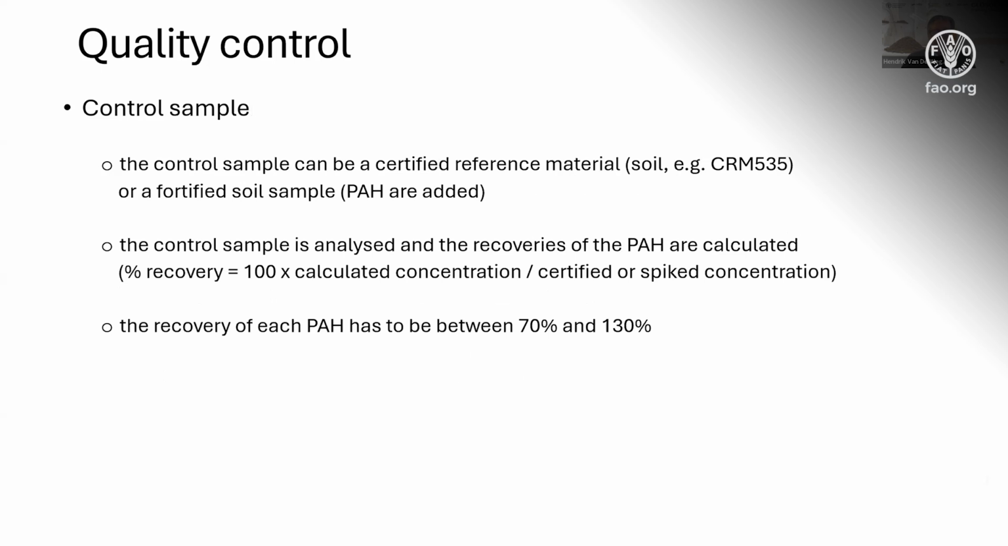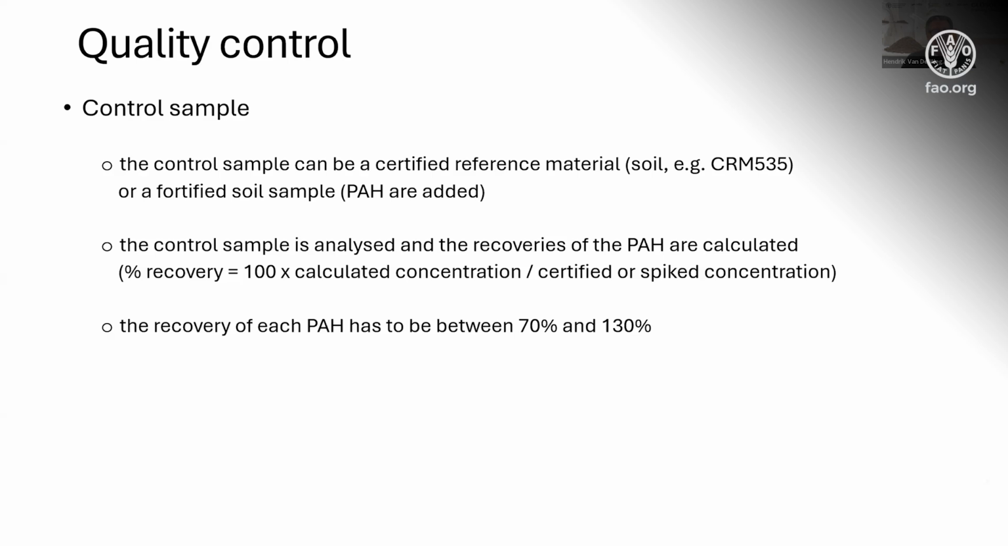The control sample is very important because it gives us proof that the whole chain from extraction to measurement was functioning well. A control sample can be a certified reference material. For soil, for instance, you can purchase CRM 535. That is a reference soil with known, certified concentrations of PAHs. If you don't have a certified material, you can also make one yourself by fortifying a soil sample, so adding PAHs to a soil sample.